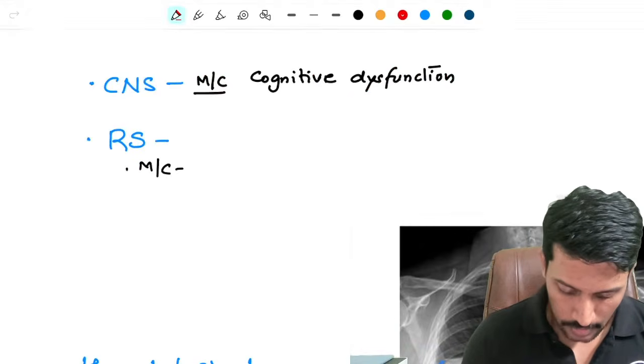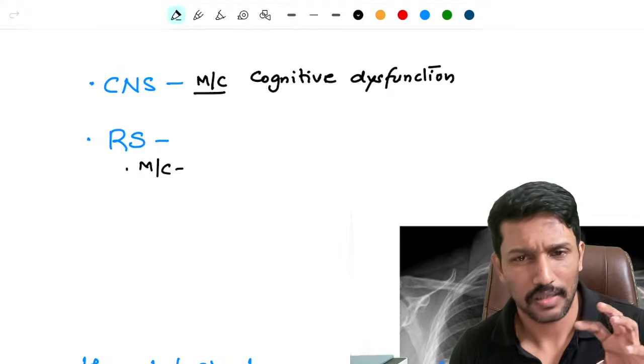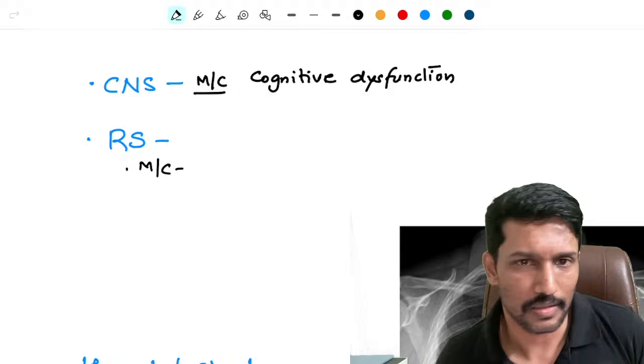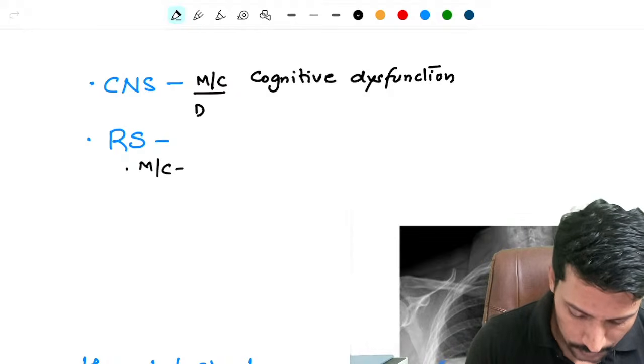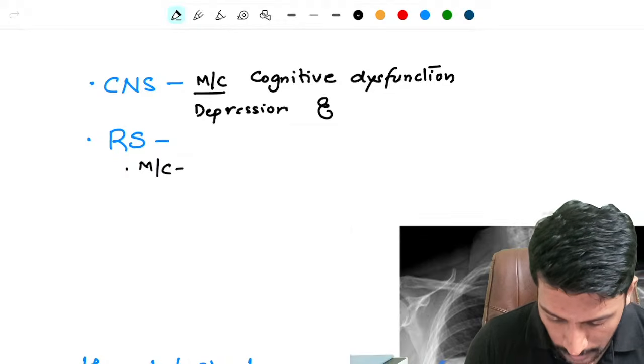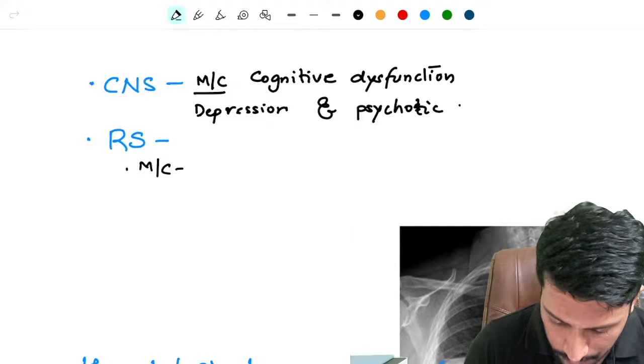Okay. Now, apart from that, you can either discuss this under a separate heading called psychiatric manifestations, or you can just write it under the CNS itself. It also causes depression, and even patients of SLE may develop psychotic illnesses.